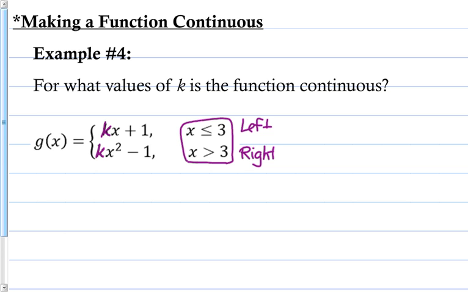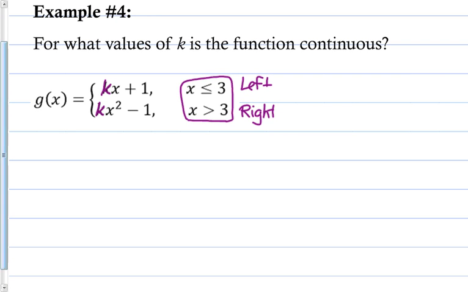So to solve these kinds of problems, all you have to do is make sure that the left and the right hand limits are equal, and then you can find out what that missing value is. So it's just as simple as taking the left and setting it equal to the right, because I know for a fact that my limits must be equal. So if my limits are equal, then these pieces need to have the same value. They need to equal the same thing. So just set them equal to each other.